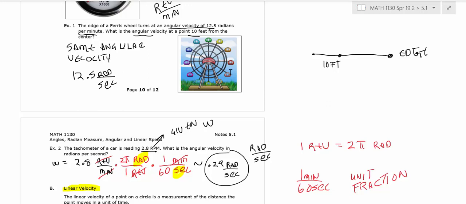Okay, which one goes the furthest distance? The one way out there or the one out in close? That one's going to go a further distance, right? So it's going to have a faster linear velocity, if you think about that.